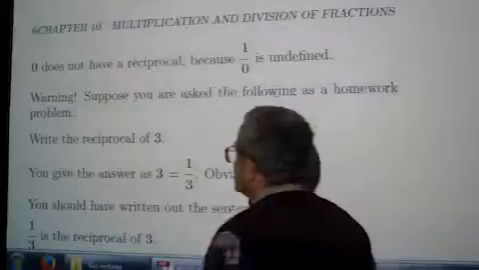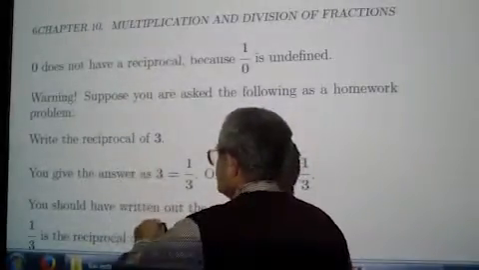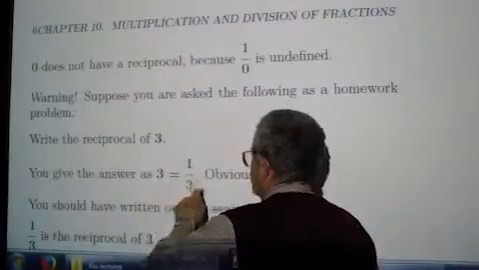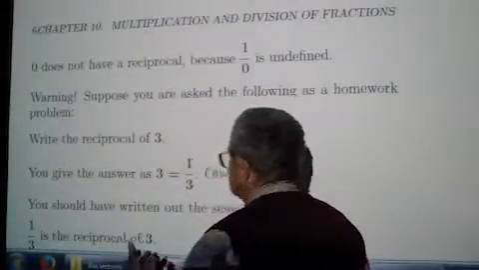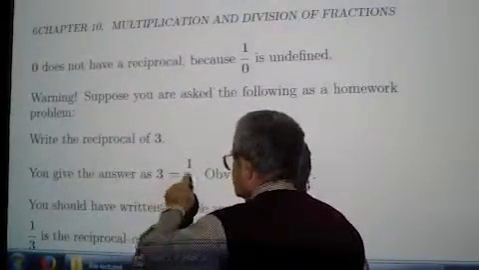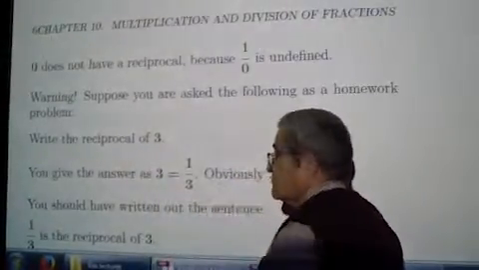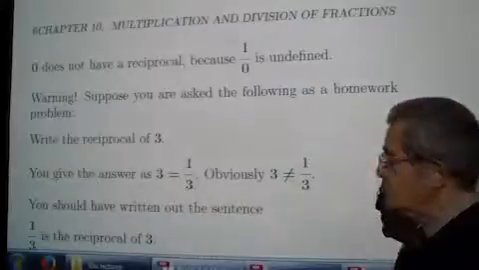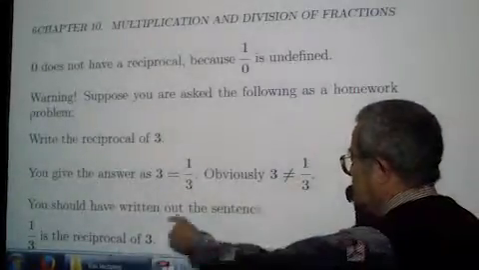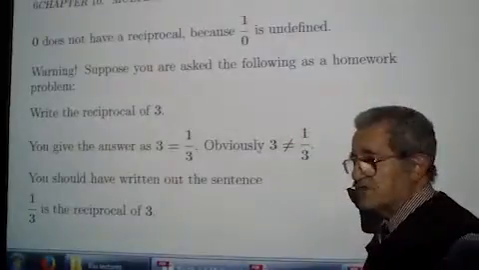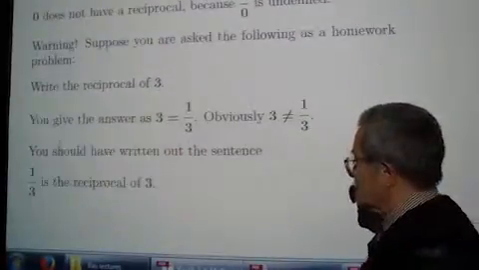Suppose you were asked in the homework to write the reciprocal of 3. You give the answer as 3 is 1/3. In your mind, you read the reciprocal of 3 is 1/3, but you state 3 is 1/3. Obviously, 3 is not 1/3, so be careful how you write that. If you write the whole sentence, 1/3 is the reciprocal of 3, that's okay, but not 1/3 equals 3.